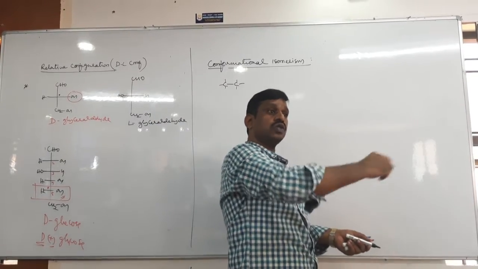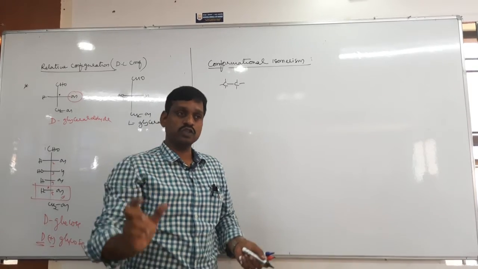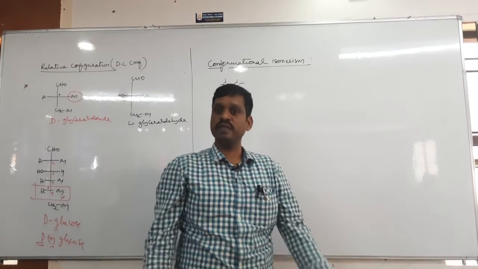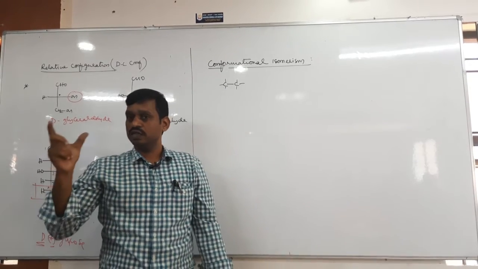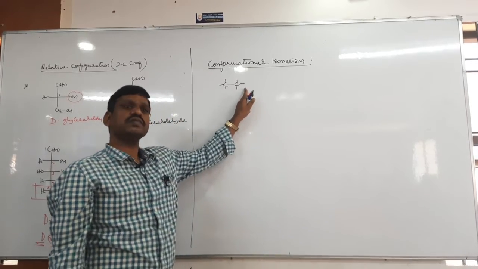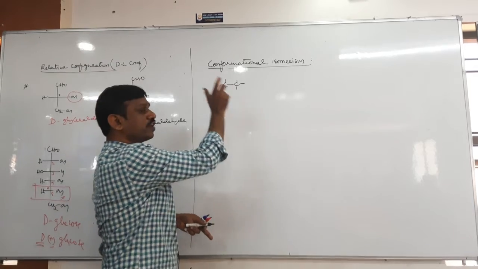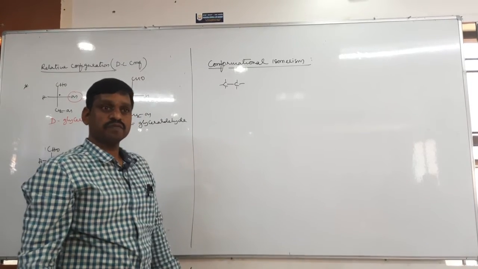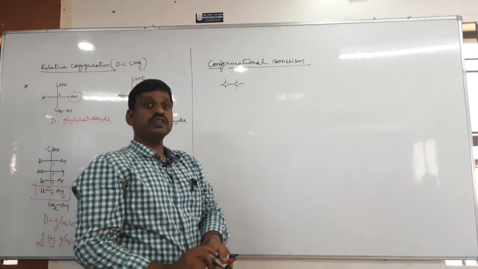So all those infinite number of isomers are called what? Conformational isomers, and this phenomenon is called conformational isomerism. Therefore, what are conformational isomers? The isomers which are formed by rotation of carbon-carbon single bond. Therefore, in this isomerism we will study rotation of carbon-carbon single bond. Okay. Then next is conformational isomers.